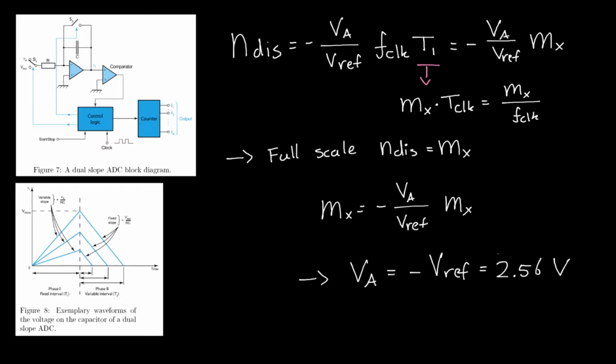Then we also need a lower limit of our range. That lower limit can now be found again by looking closely at the equation above. We can express any number of discharge cycles from 0 to the maximum number of counts. If our input voltage is 0, that would mean that our number of discharge cycles would also be 0. And that implies that the range for which this ADC works is 0 to 2.56 volts.